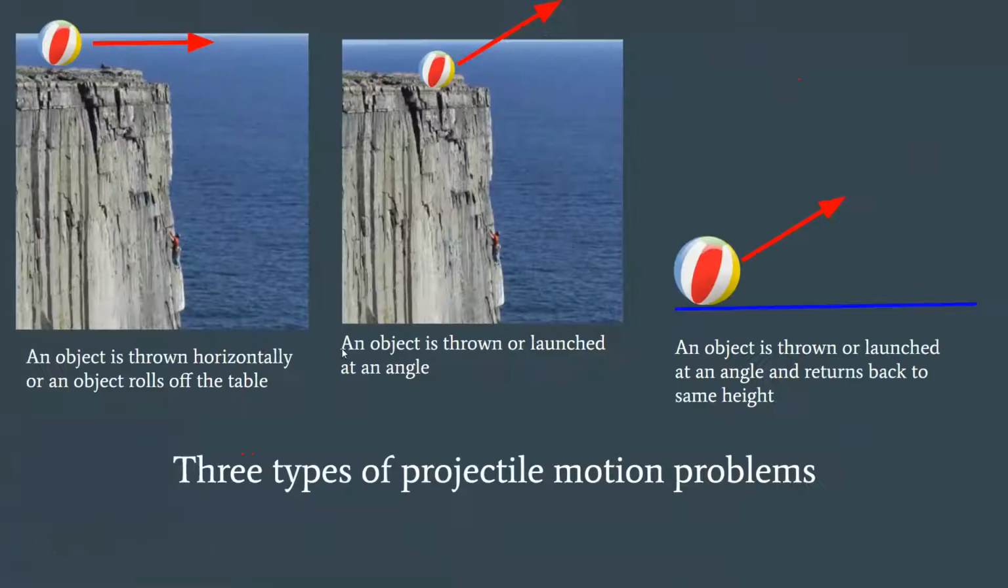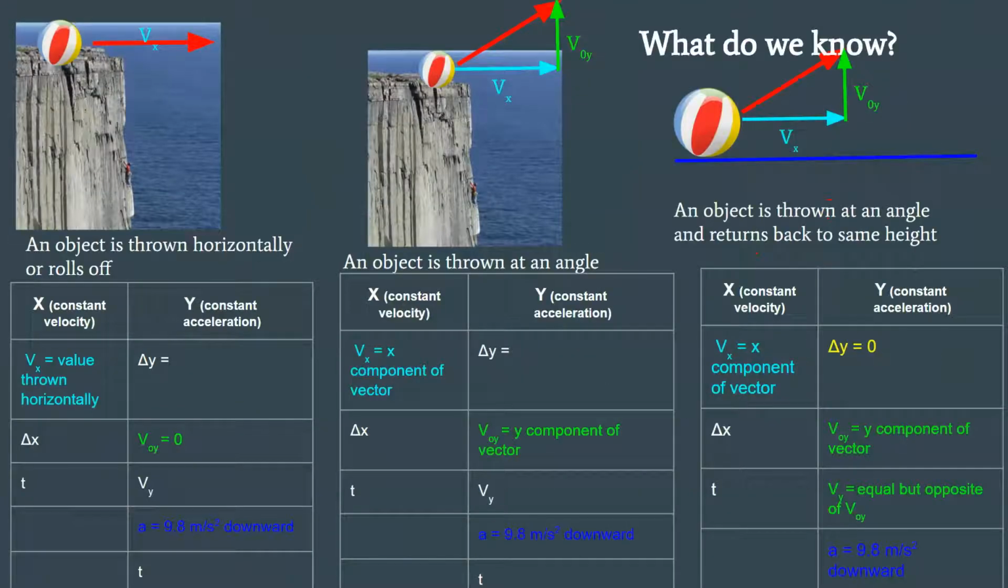All right, friends, we are going to talk about the third type of projectile motion here. This is where we are launching or throwing an object from the ground at an angle, and it's coming back to the same height. So this would be like kicking a soccer ball, a football, something that goes up and comes back down right to where we started.